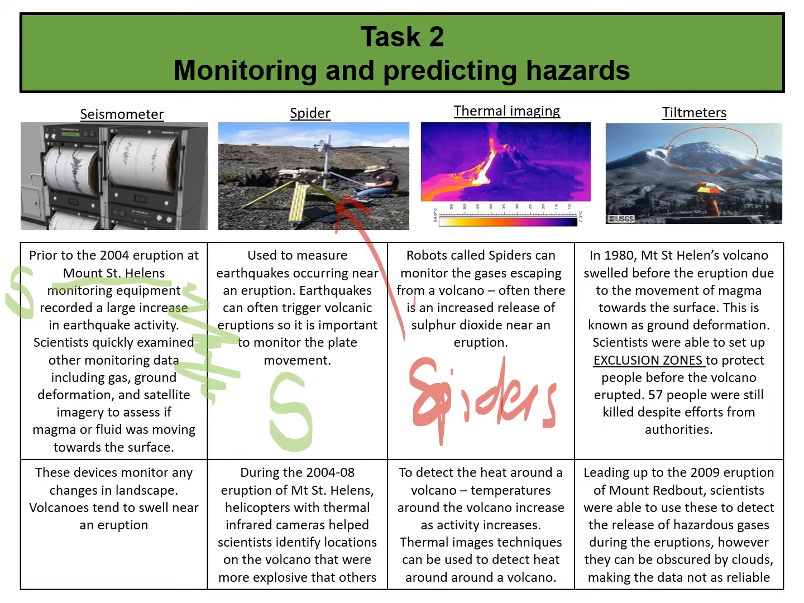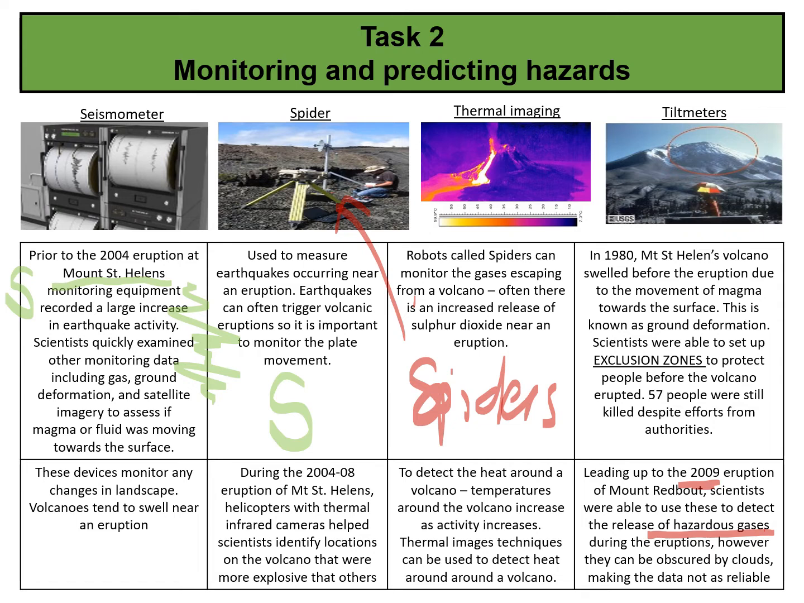So where did this happen that allowed them to be able to predict and protect the amount of people that were possibly injured? Well, in 2009, scientists were able to use spiders to detect the release of gases. However, it wasn't as accurate because there were lots of clouds in the atmosphere at this time, which meant that the data was not as reliable. So spiders are only really reliable if there's a clear atmosphere, and also if they can use it maybe with an additional thing such as a thermal image, which we're going to move on to next.